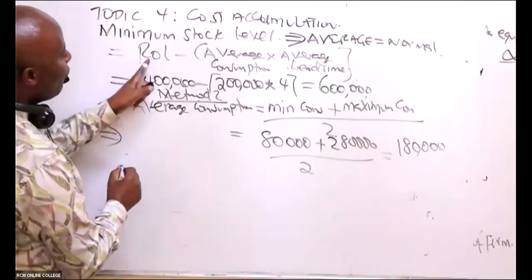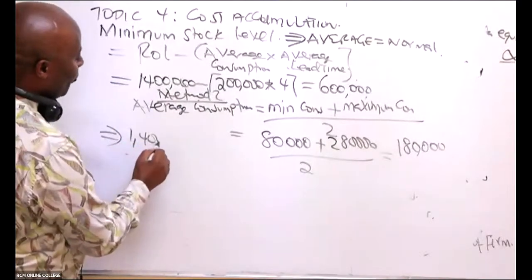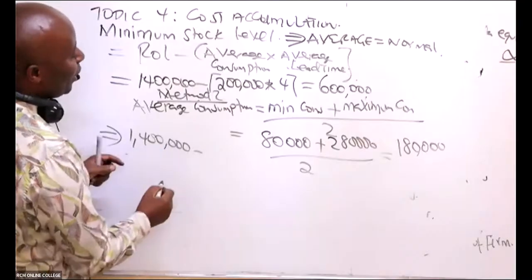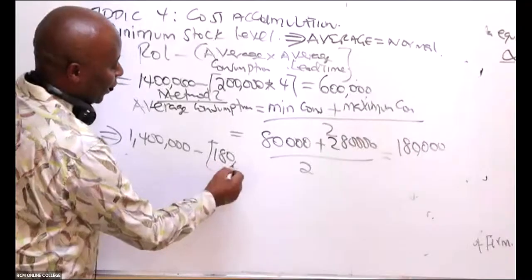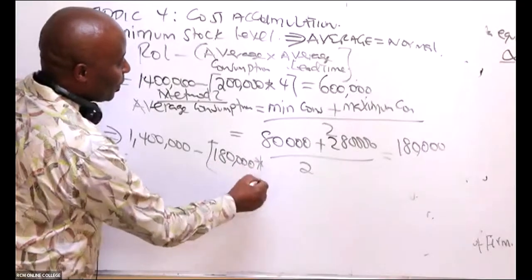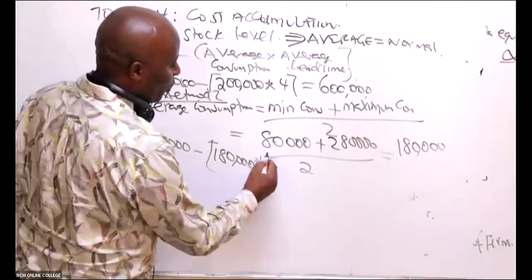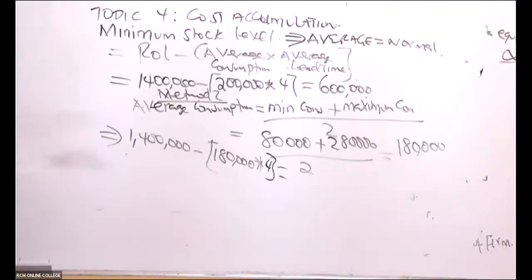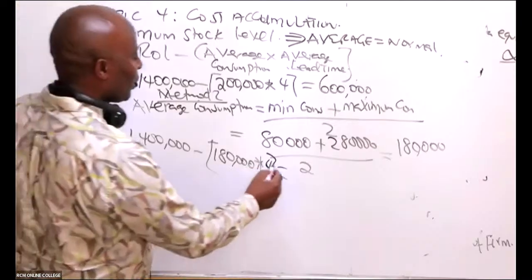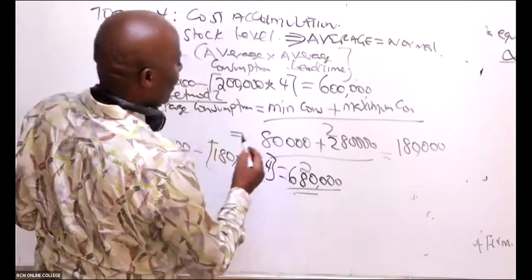So the reorder level, if I'm using method 2, the reorder level will be 1.4 million minus average consumption, which is 180,000, times the average lead time, which is 4. Then the final answer under this method 2 will be 680,000. Thank you so much. Great.